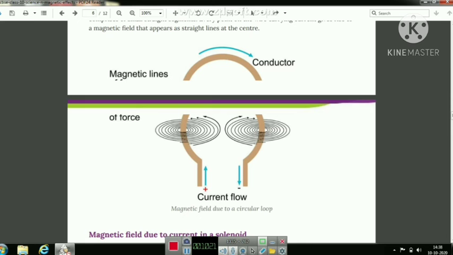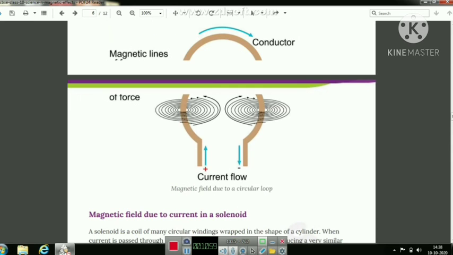Therefore at this arm where the circular loop arm is connected to the negative end of the battery, at that side this is the north pole and this is the south pole. Therefore magnetic field lines will show a clockwise direction. Their direction will be clockwise. Why? Because you know that at the north pole magnetic field lines originate and at the south pole magnetic field lines end.